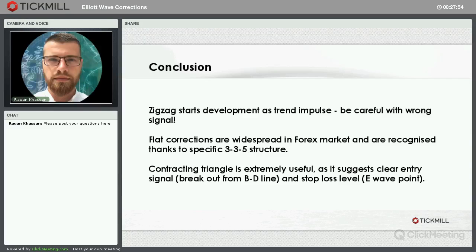So for trading signals, flat corrections usually provide more specified signals. And finally, the contracting triangle is extremely useful as it suggests a clear entry signal on breakout from the B to D line and a stop loss level at the finish point of wave E.